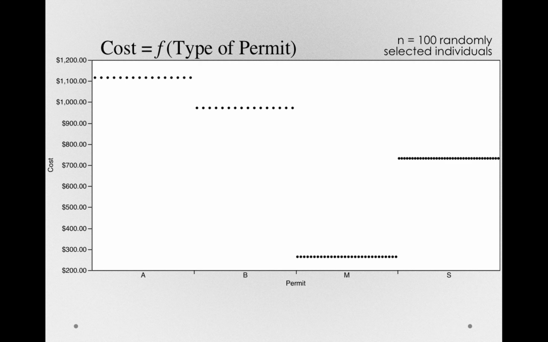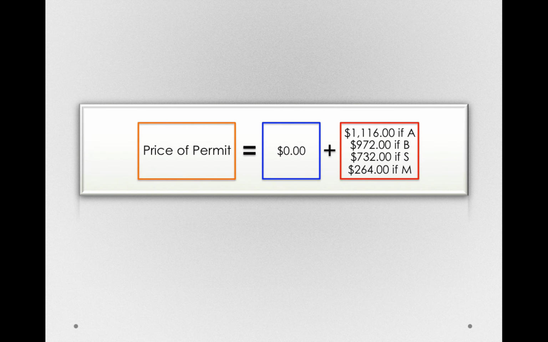Again, each of these dots is actually all the people we measured. So all the people who purchased an A permit are up there at a little over 1,100, and all the people who purchased an M permit are down there a little below 300. Now again, we can relate this in terms of a mathematical model. We can do it in this way. Price of permit is equal to some baseline, some zero, plus the actual cost of each permit.